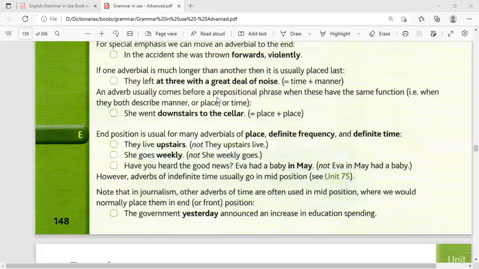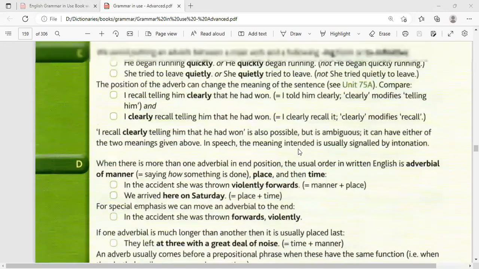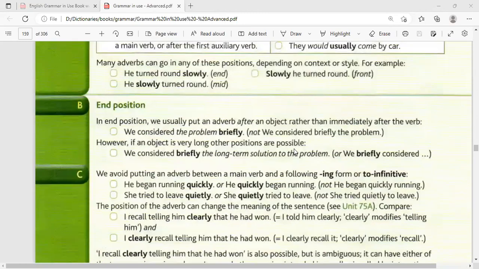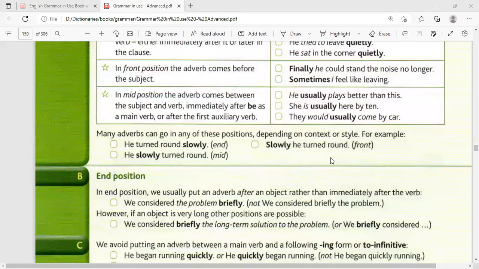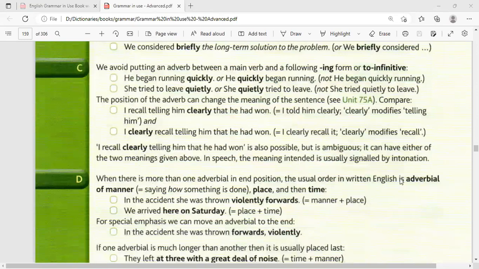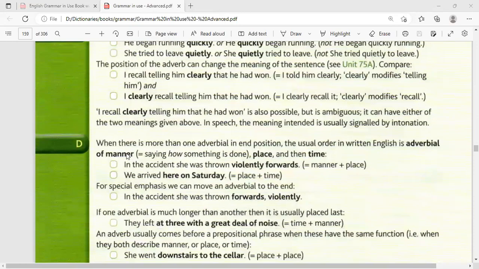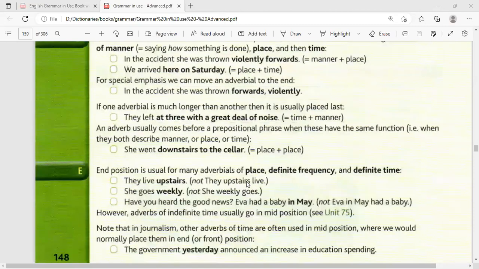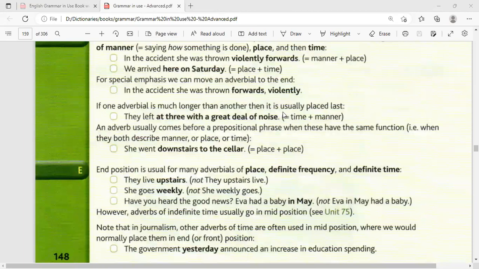That's why here, in the order, as I told you before, we start by manner. Do you remember the order, Hannah? Which order? I'm talking about when we have more than one adverbial. We said manner, place, and time. But in this case, we started with the time first.